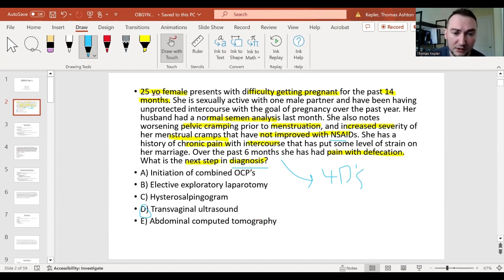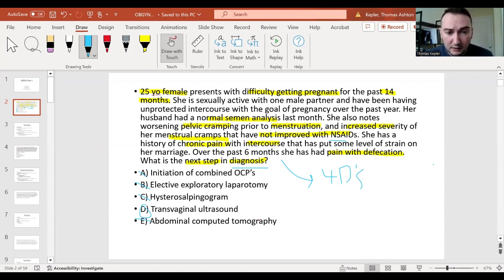So that's the first step. Now, hysterosalpingogram is used if there are adhesions or fallopian tube problems, so less likely to be that. Ex-lap is going to be the last step in management for endometriosis, and combined OCPs would be a step in treatment, not a step in diagnosis. And an abdominal CT is not going to show us anything with endometriosis. You can't see it. So transvaginal ultrasound.